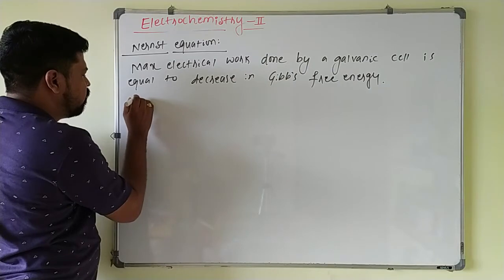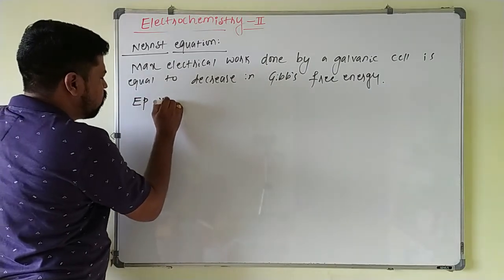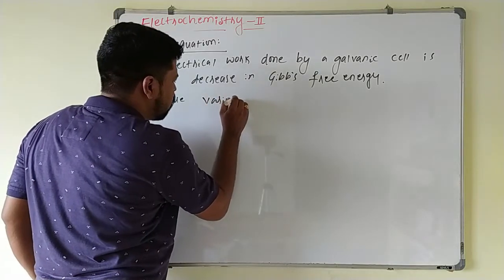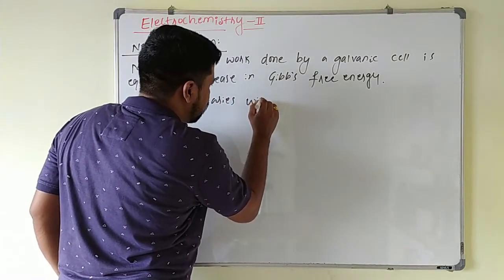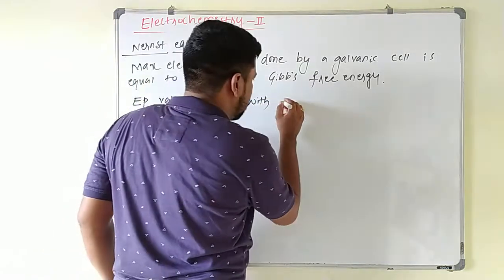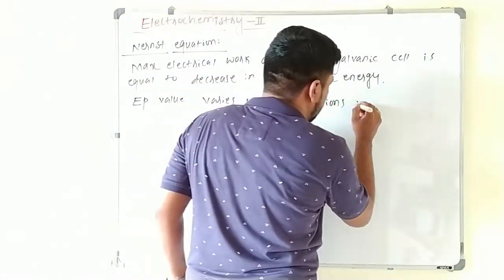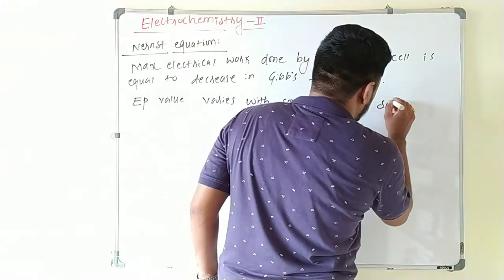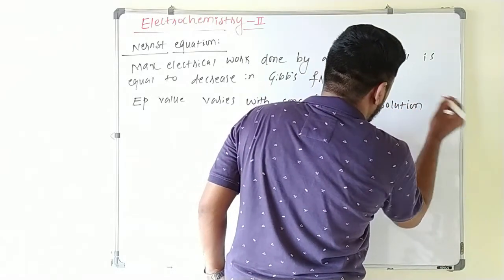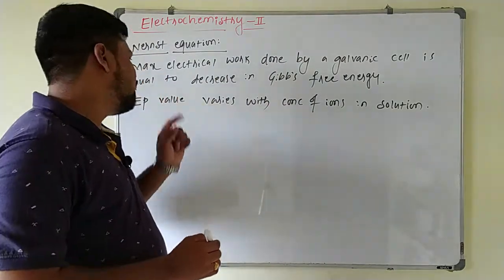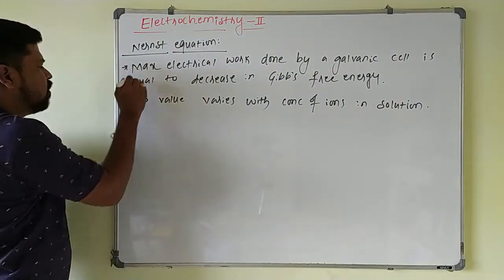Electrode potential value varies with concentration of ions in solution. In the electrolytic solution, what is the concentration of ion? That decides the electrode potential value. So this is your first point.